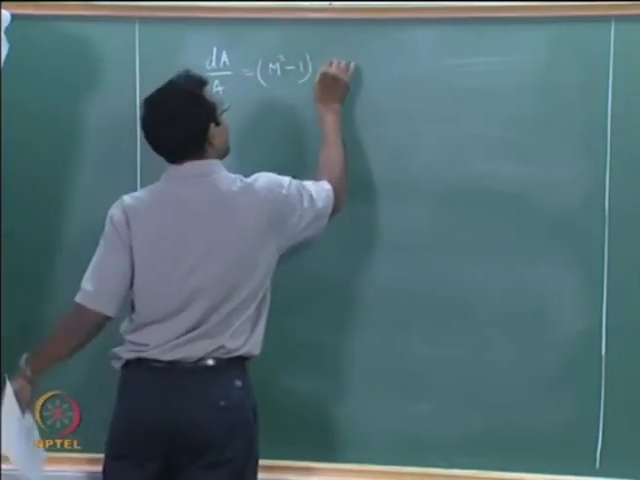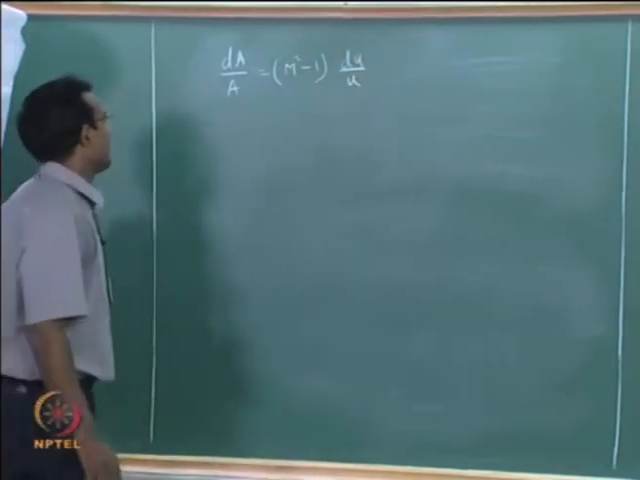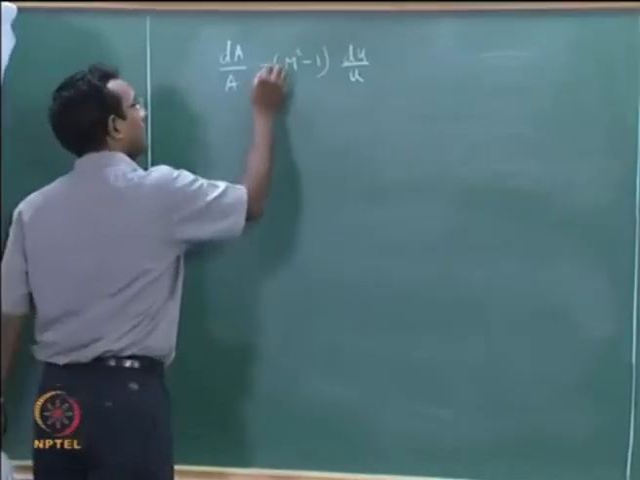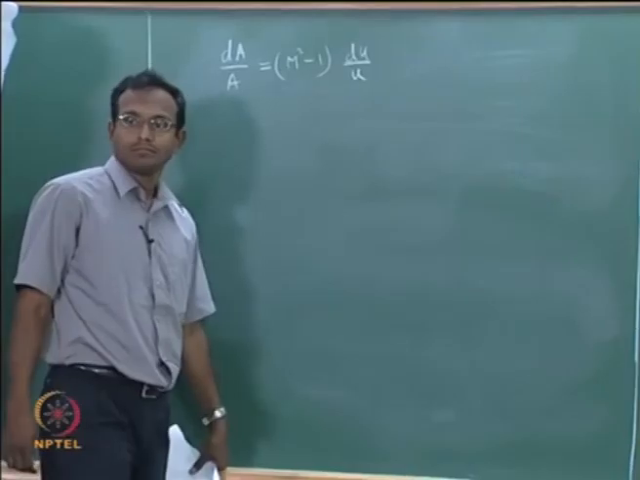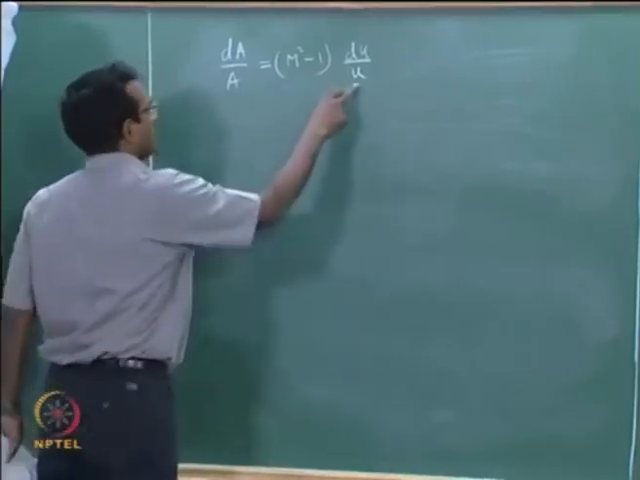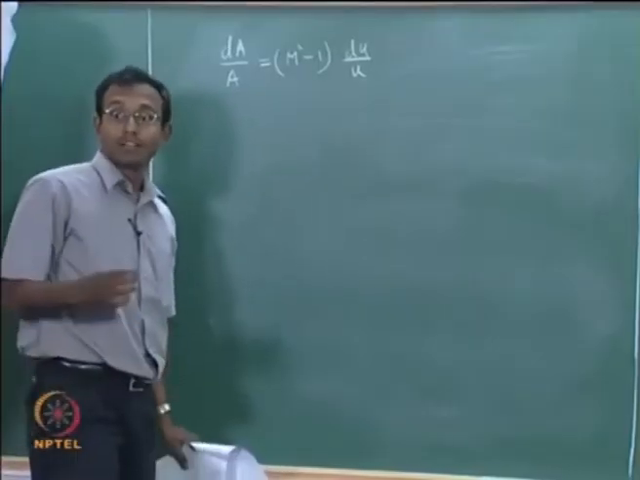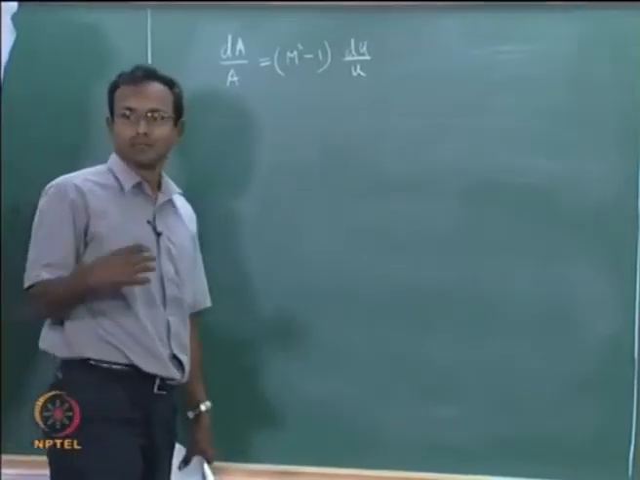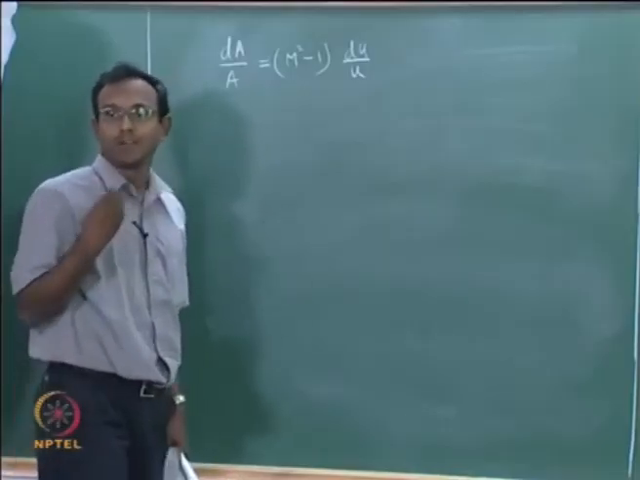M square minus 1 times du by u. Okay. Now if I say that there is no change in velocity, okay, there is no change in velocity for a given Mach number, then my duct should have constant area. That is what this statement says now. Okay. That is one inference I am going to have.